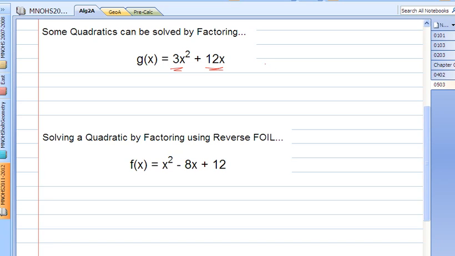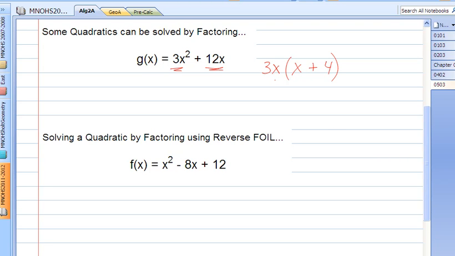So I will take out a 3x, and what do I have left from each of these terms? If I take a 3 out, that's gone. If I take one of the x's out, that's gone. So I'm left with an x. From the second term, if I take out a 12, 4 times 3 is 12, so I'm left with a 4. The x is obviously gone.